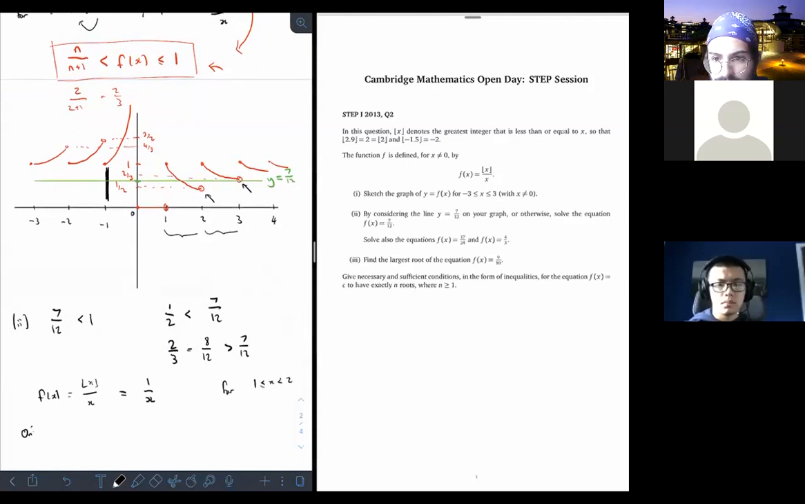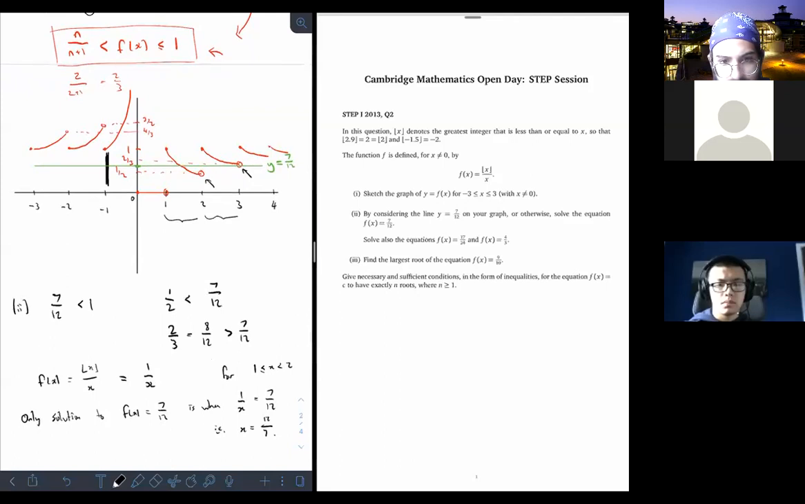So the only solution to f of x being equal to 7 over 12 is when f of x, 1 over x, is equal to 7 over 12, i.e. x is equal to 12 over 7. So that is how we do the first part of the second part.